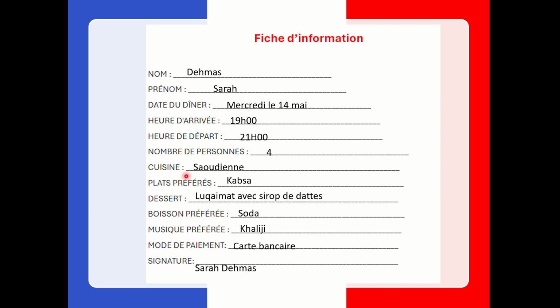Musique préférée. Some restaurants have music, etc. So, which kind of music do you prefer? I wrote Khaliji. You can write jazz, rap, musique classique, as you like. Mode de paiement. How are you going to pay? Is it carte bancaire, carte de crédit, en espèces, it means cash, etc. Une signature at the end, you have to sign. I wrote my name. These are free 5 marks for the exam. It's very easy. D'accord? C'est bon? Très bien.